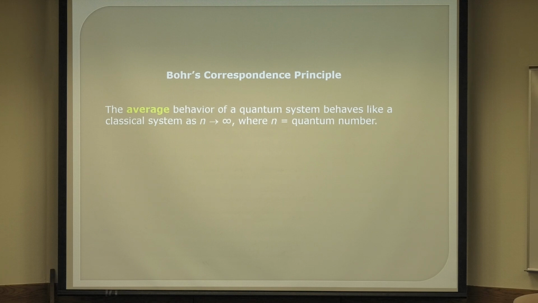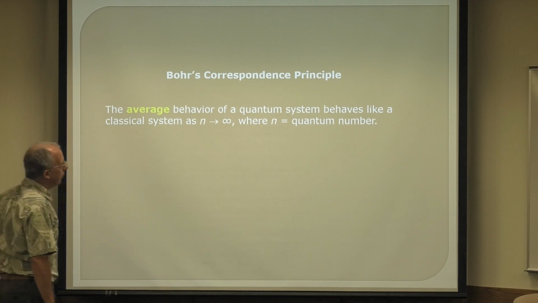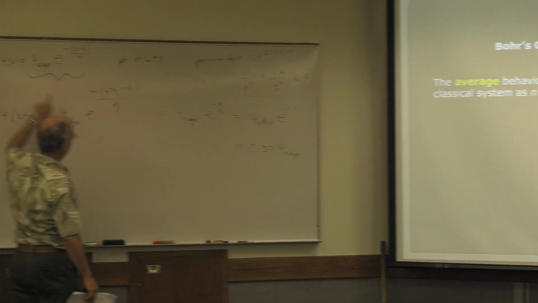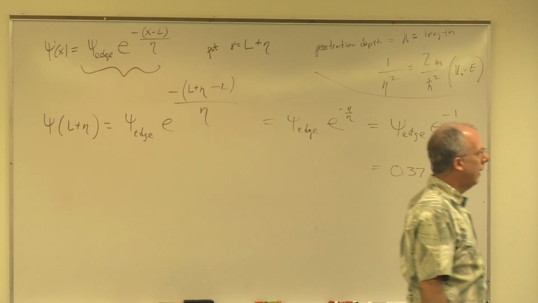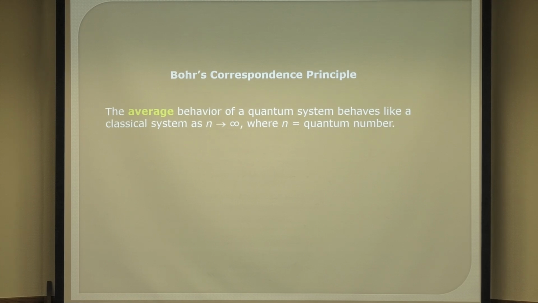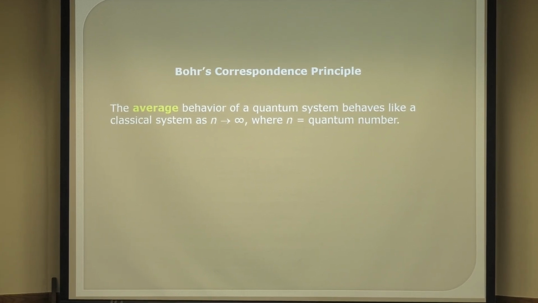Well, how about things kind of in between? This addresses that question. What do you do for things not really small, not really big? This is Bohr's correspondence principle. The average behavior of a quantum system becomes like a classical system as n goes to infinity. Remember we had n's everywhere, an n up here, and an n pi x in our sine and all that. The average behavior of a quantum system behaves like a classical system as n goes to infinity, where n equals a quantum number. So there you go. Okay, let's quit.